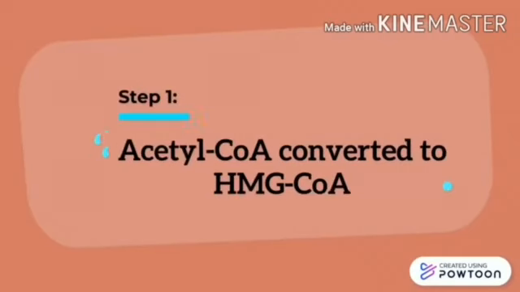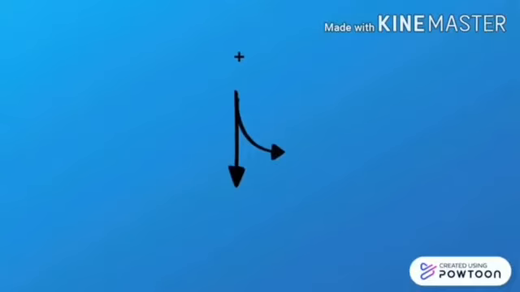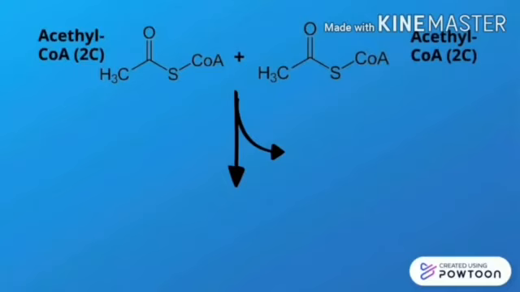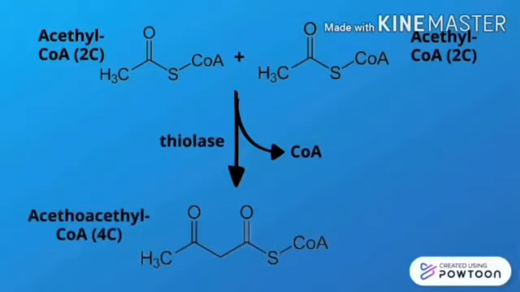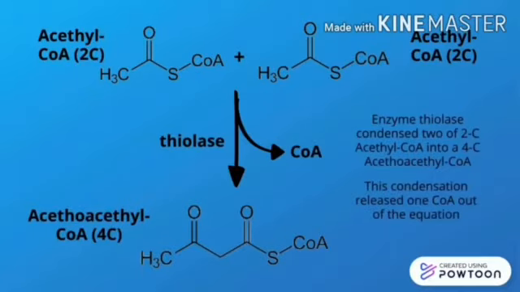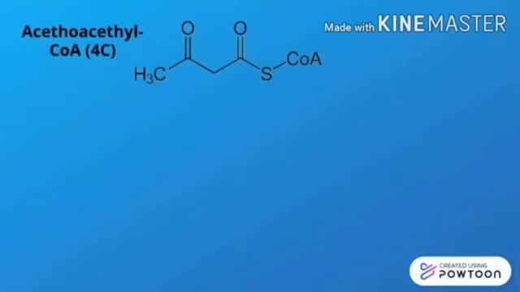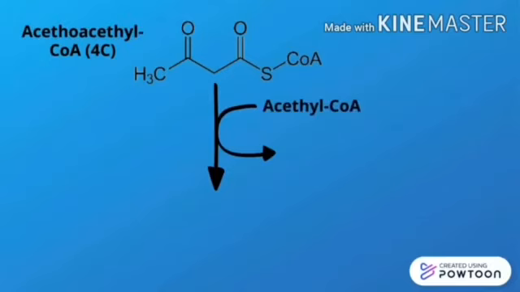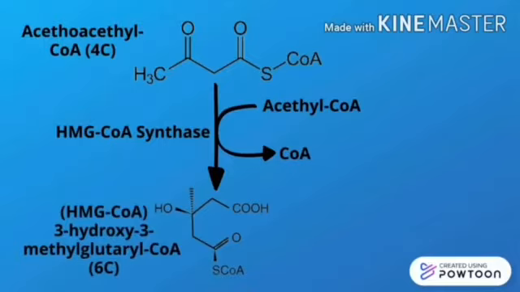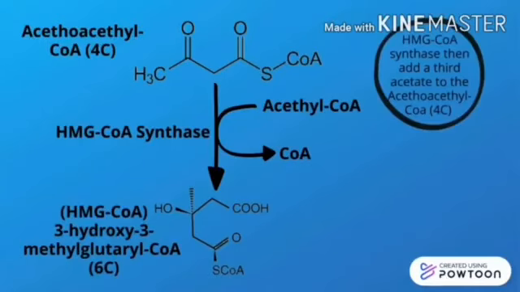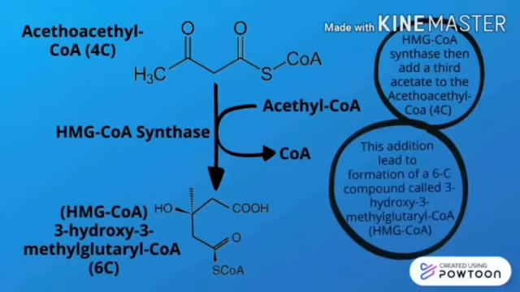Step 1. AcetylCoA converted to HMGCoA. 2 acetyl-CoA are condensed by thiolase to form acetoacetyl-CoA. This step releases 1 CoA. Then, the acetoacetyl-CoA undergoes addition of 1 acetyl-CoA by HMG-CoA synthase to form HMG-CoA. This step releases another 1 CoA.